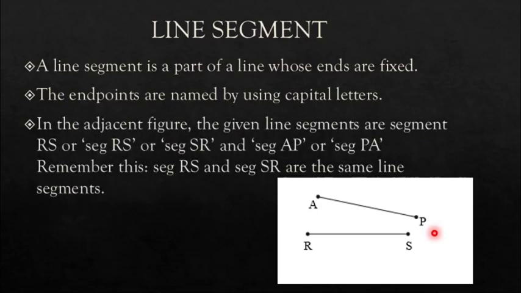How will you name these line segments? You can name it as segment AP. Now you have to remember, children, while you are naming a line, we use line L or line RS and so on. But when you are naming a line segment, you need to use the word segment. So here we will write segment AP or segment PA, and for this line it will be segment RS or segment SR.